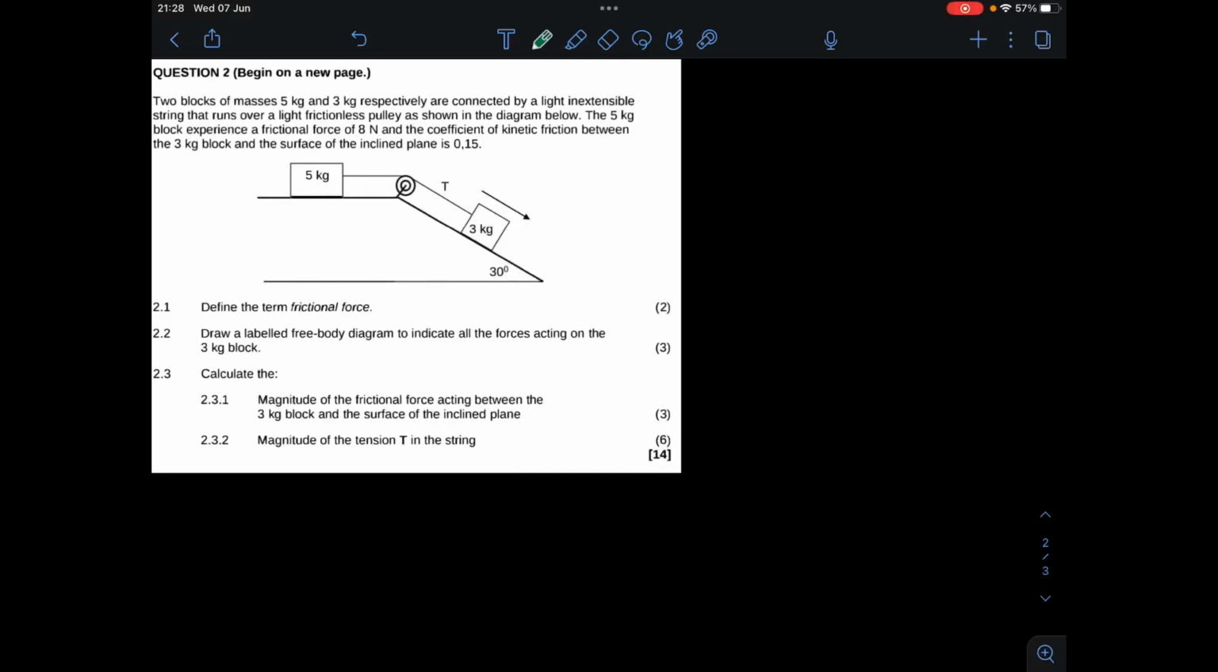Good day, guys. This is a Newton's second law question. It says two blocks of masses 5 kg and 3 kg respectively are connected by a light inextensible string that runs over a frictionless pulley as shown in the diagram below. The 5 kg experiences a frictional force. There's a frictional force there.